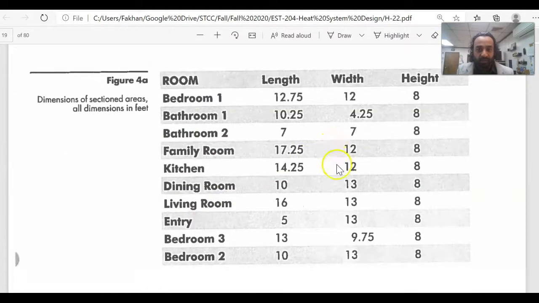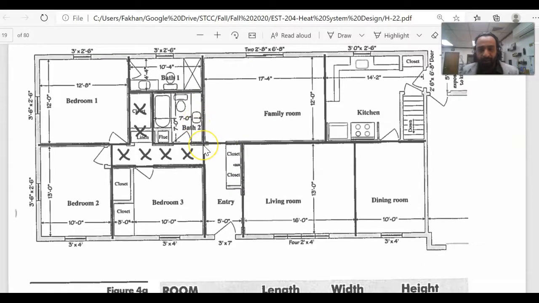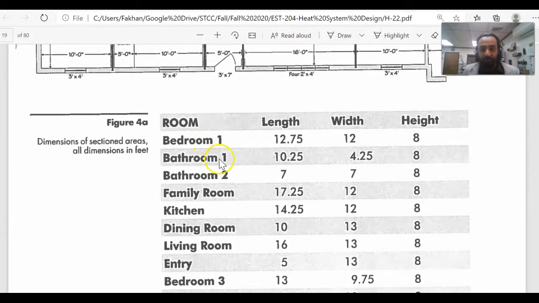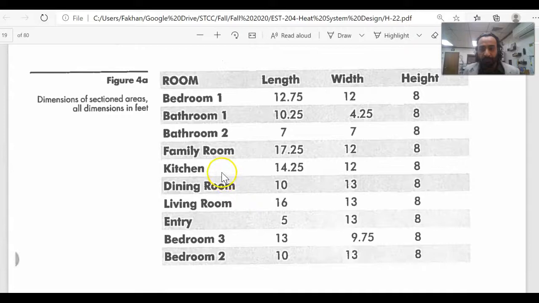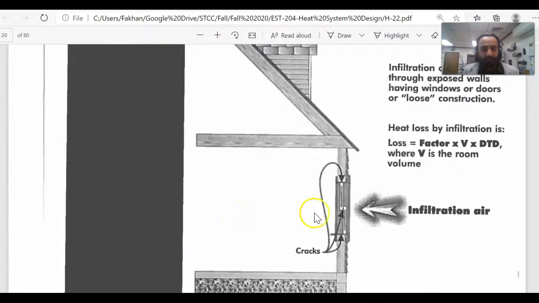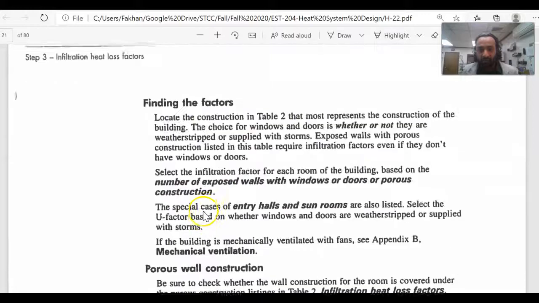So they put all the measurements they have for all the rooms, bathroom 1 and 2. This is 1 and 2 over here. So you have two bathrooms, one bedroom, bathroom 1 and 2, family room, kitchen, bedroom 3 and 2. Okay, infiltration. It's again factor, volume, and temperature difference, and getting the factors.